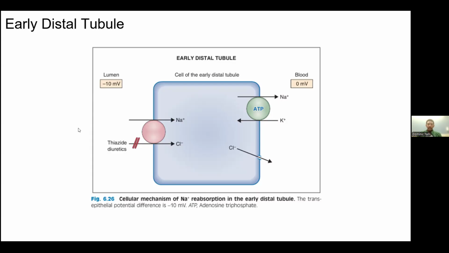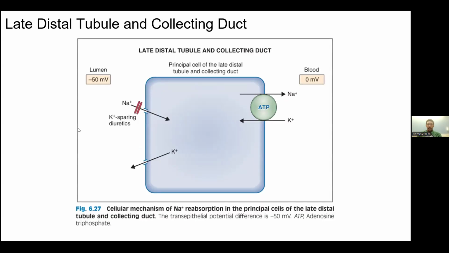In the late distal tubule and the collecting duct, there are two major cell types which are interspersed along the segments. There are the principal cells, and there are the alpha intercalated cells. The principal cells are involved in sodium reabsorption, potassium secretion, and water reabsorption, and the alpha intercalated cells are involved in potassium reabsorption and hydrogen secretion. Right? Let's focus specifically on the principal cells.